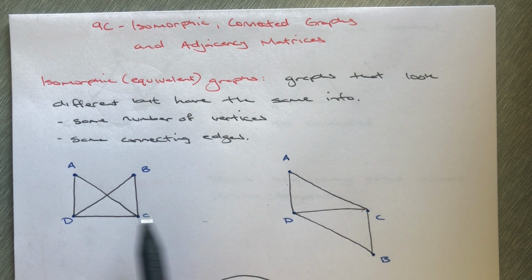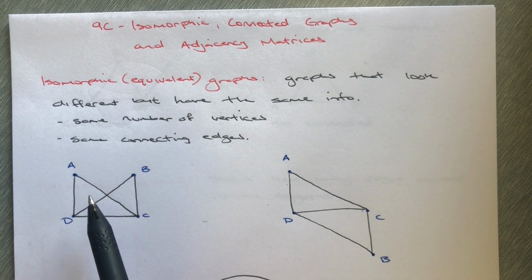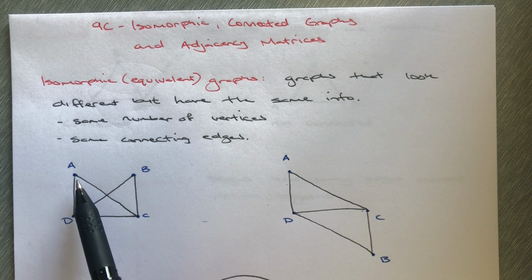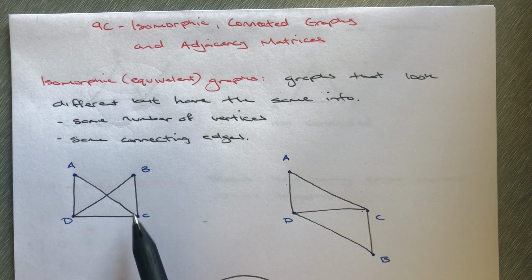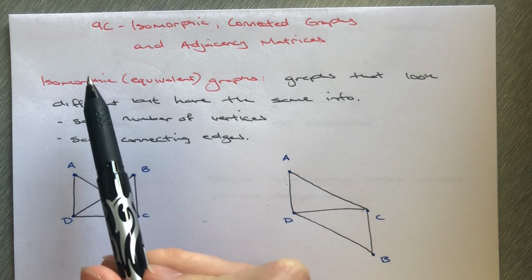See how these two graphs look different, but they have the same information. Like A and C still connect, B and C still connect, D and C still connect. All the connections are the same, all the edges are the same. It's just that I've moved one of those vertices to make it look a bit different. But these two are equivalent, which means they're isomorphic.